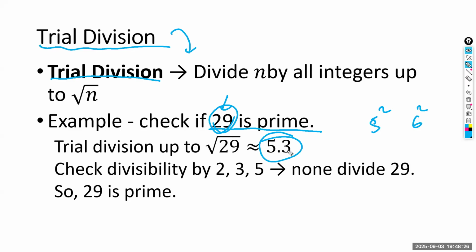Okay, 5 point something. So your task is to check whether 29 is divisible by any prime number smaller than 5.3. Any prime number, whole numbers. So what are the prime numbers smaller than 5.3?